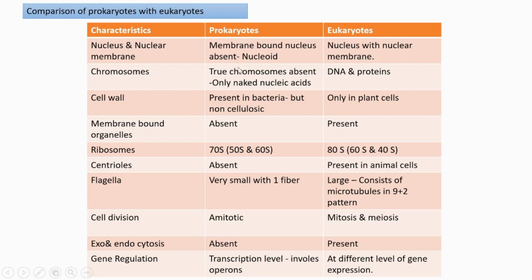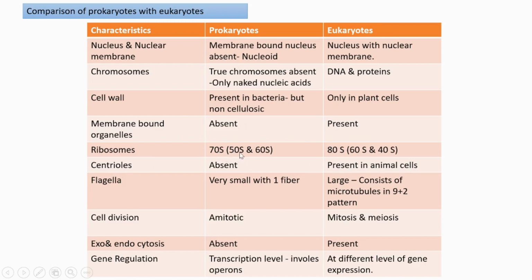Then with regard to chromosomes, in the case of prokaryotes, there are no true chromosomes. Only naked nucleic acid is present. But in the case of eukaryotes, it is well organized in the form of DNA, and proteins are also present. Then cell wall. In the case of prokaryotes, the cell wall is present only in bacteria, but that cell wall is not formed of cellulose. In the case of eukaryotes, the cell wall is present only in plant cells. Then membrane bound organelles are totally absent in prokaryotes, but in eukaryotes, membrane bound organelles are present.